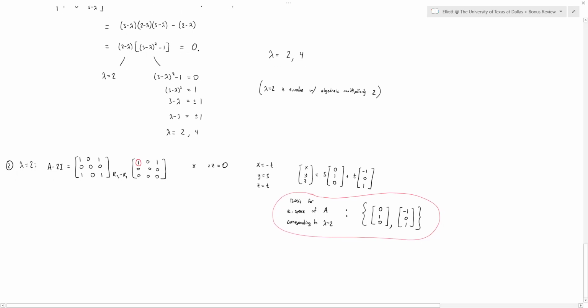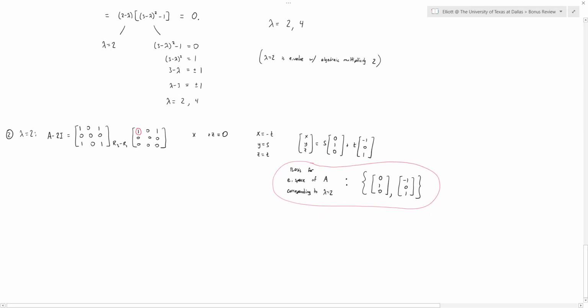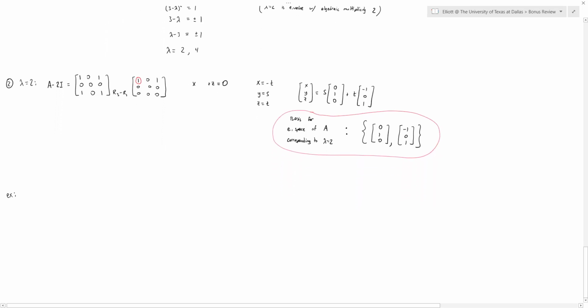You can also do lambda equals 4. So find the null space of A minus 4I. You'll end up with a one-dimensional eigenspace for lambda equals 4. Okay. But to save myself some time, I'm not going to do that. I'm just going to do one more example looking at a 3x3 matrix, and then I'm going to finish the review just by talking about some properties of eigenvalues and eigenvectors. And again, for this example, I'm not going to work through the whole thing, but I just want to do part of it just to make an observation.